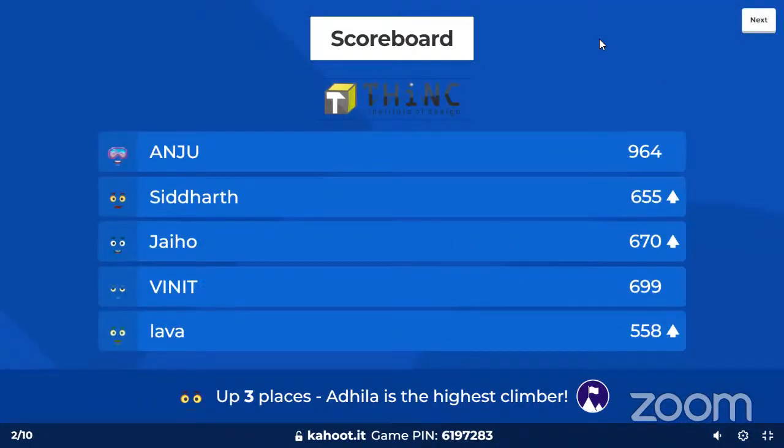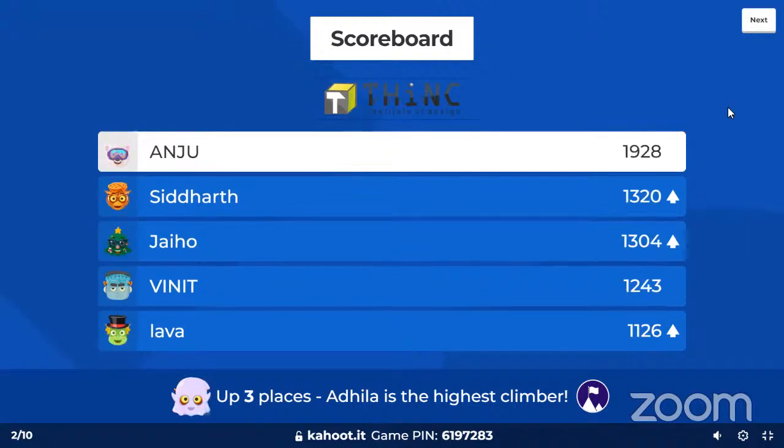Yes, again, Anju stands still on the first position with 1,928 points. Siddharth on second, Jaiho on third, Vineet on fourth, and Lava on fifth. And there's a special mention for Adila, the highest climber here. And yes, that was the second question, and Anju, Siddharth, Jaiho, Vineet and Lava top the table.